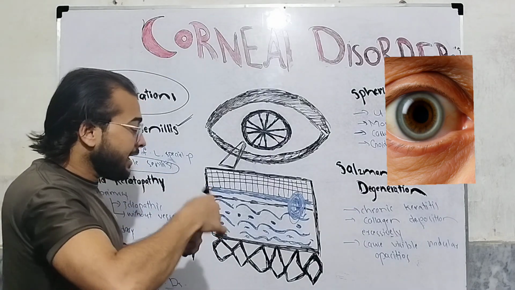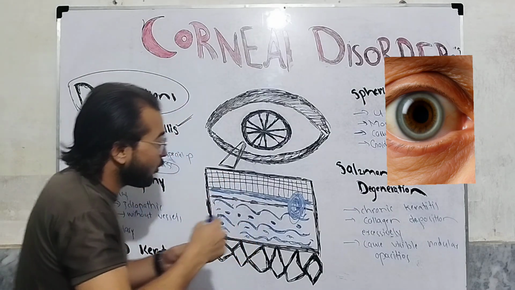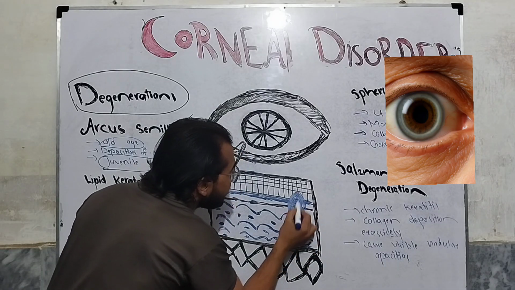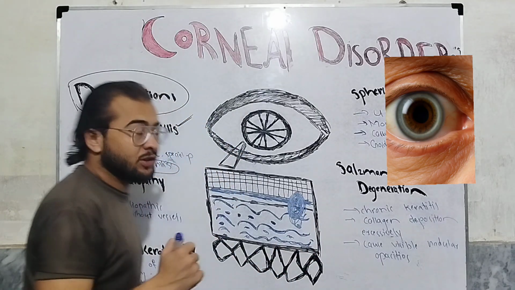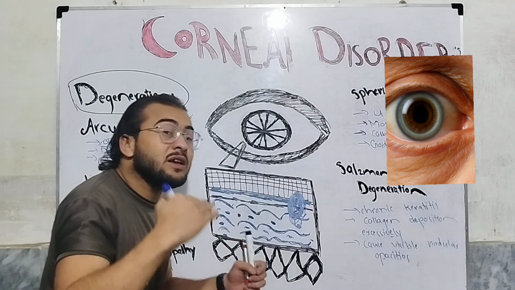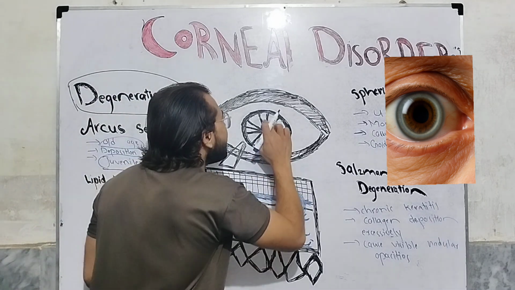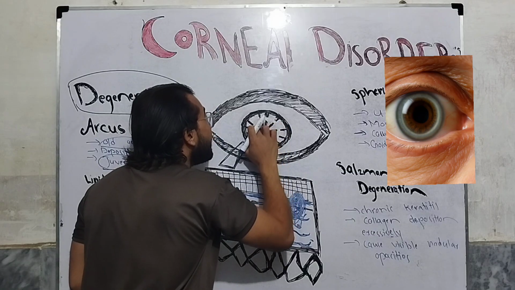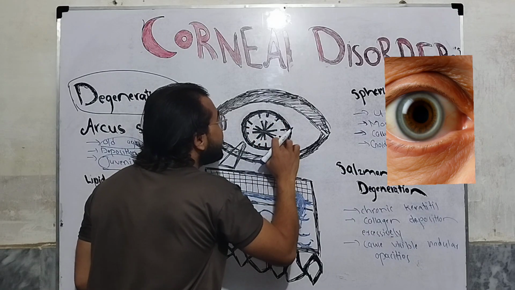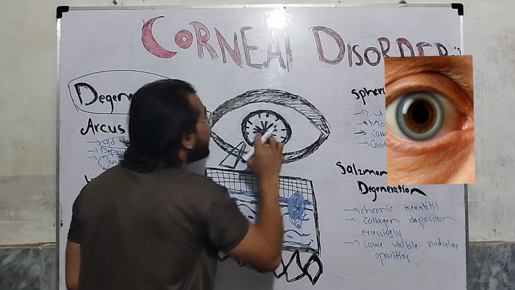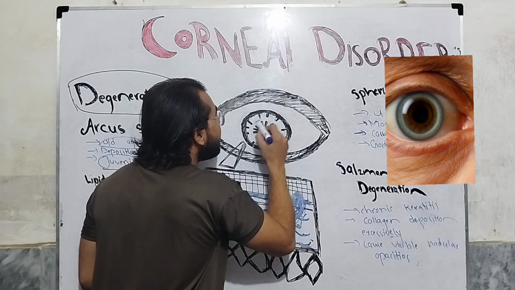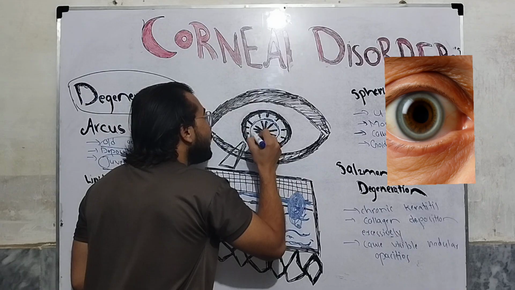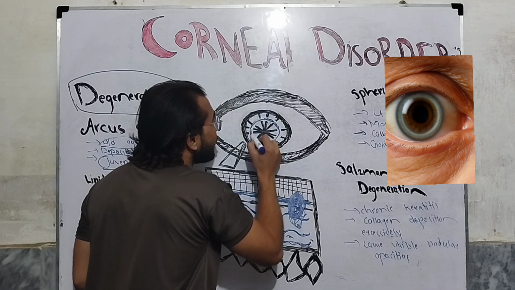Arcus senilis is the deposition of lipids in the cornea. In the peripheral cornea, there will be the deposition of lipids, okay? Due to old age, and it follows a special pattern. This deposition occurs in the peripheral cornea in a circular region, but there will be a clear cornea between the opacity and the limbus, okay.